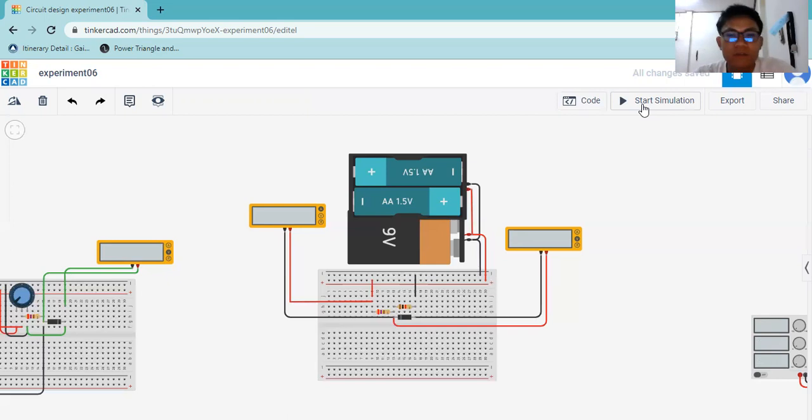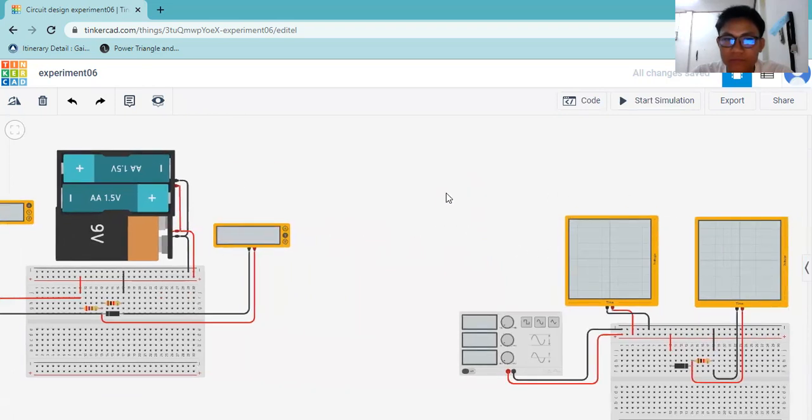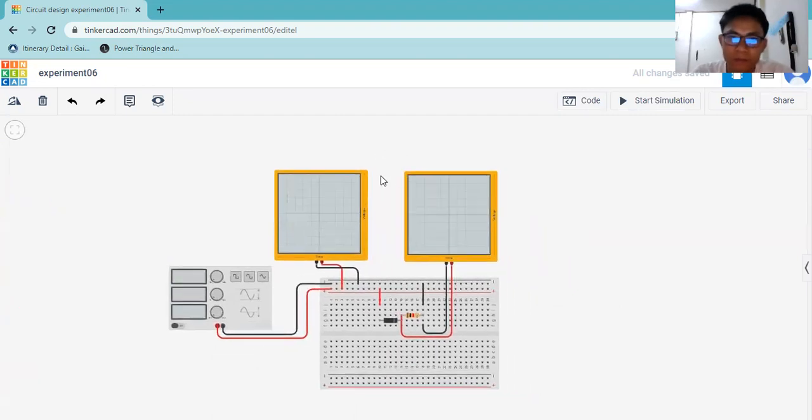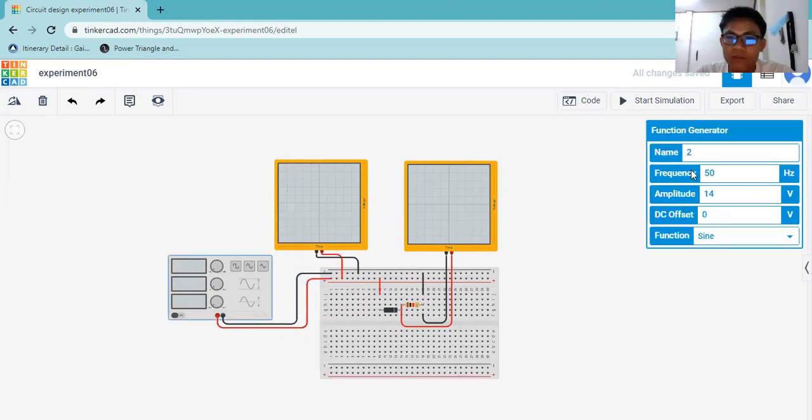And in the third part of this experiment, we have a circuit here, which is this one. I have already drawn. So in this circuit, we have a function generator with the control setting 50 Hertz of the frequency, and the amplitude is 14, which is peak-to-peak voltage. And DC offset is 0, and we set this to be the sine function.